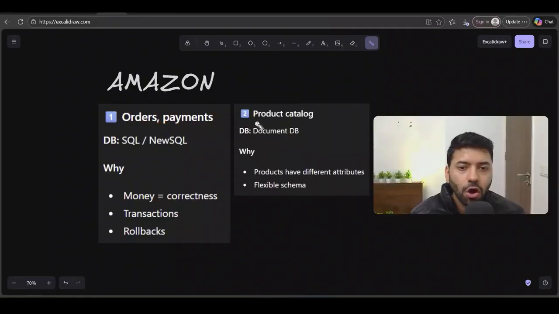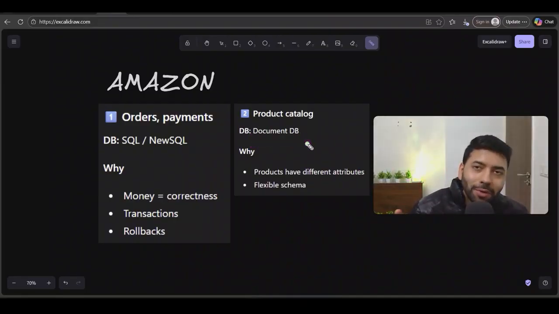All right, next, if we talk about the product catalog, as we saw earlier in an example as well, we would use a document database, which is a type of NoSQL DB, in this. Why? Because different products have different attributes. And in a document database, you don't have any particular schema.